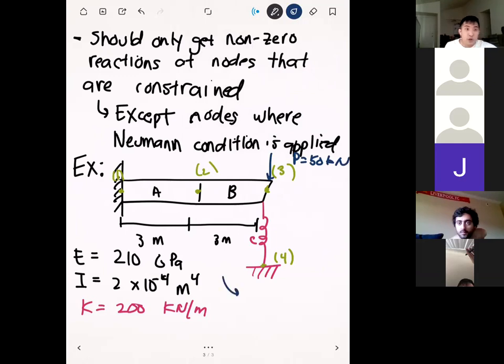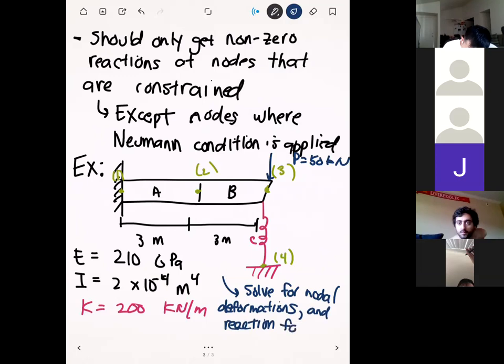And so from this system, what we want to solve for, just like we always do, is the nodal displacements and nodal rotations. And since we just talked about it, let's solve for the reaction forces as well. This might seem like we're throwing a wrench in there with the spring, but you'll see it's not that big a deal. All right. Any questions on the problem setup?